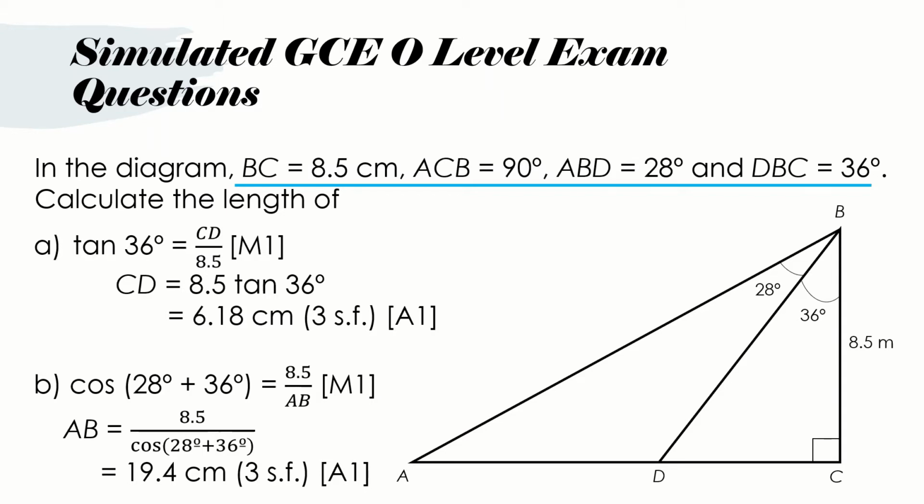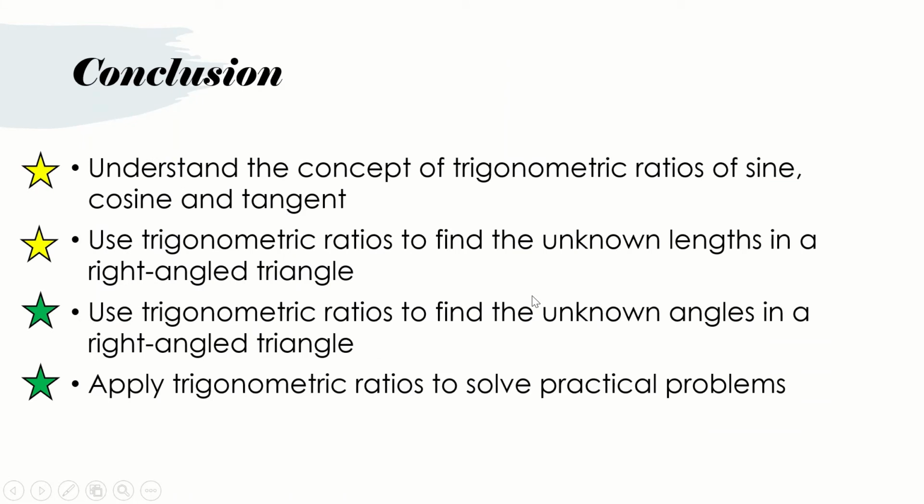What about part B? Part B, cosine of angle ABC, which is 28 plus 36, will be equal to 88.5, adjacent, out of hypotenuse. So AB will be equal to 19.4 centimeters, correct to 3 significant figures. So these are the mark allocations. Once you get this, you get the method mark, and for the final answer, you get the answer mark, 2 marks each for each part. Okay, so that's all.